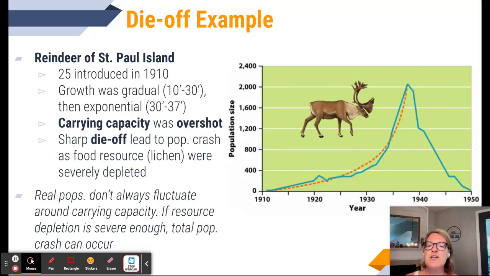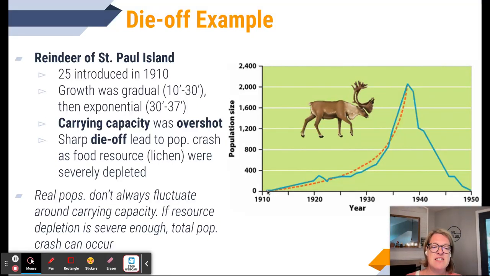Okay, so here's another famous die-off that occurred. There were reindeer in St. Paul Island. There were 25 that were introduced in 1910. The growth was very gradual if we're reading this graph.